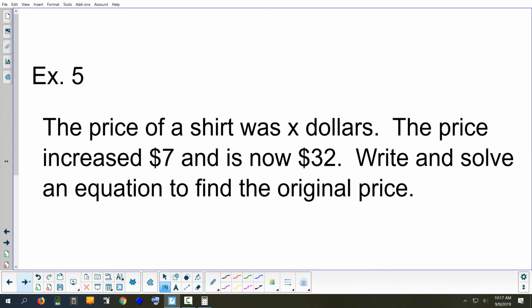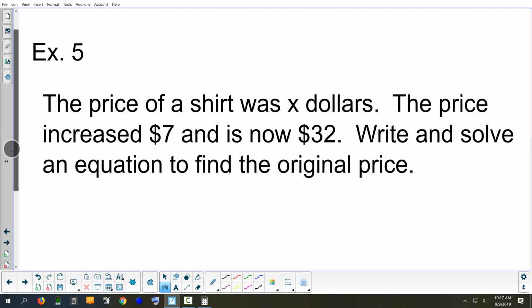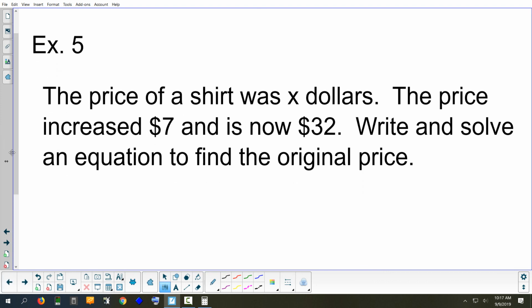So let's try a word problem. And then I'll have you guys do the pretest. So it says the price of a shirt was X dollars. Do you guys already have this written? Okay. Yeah, sure.